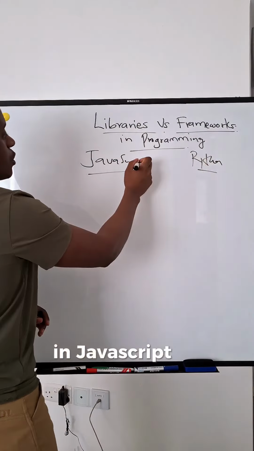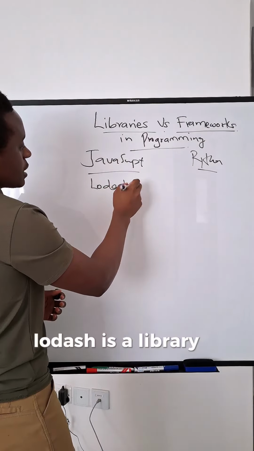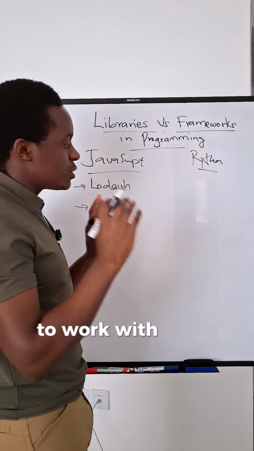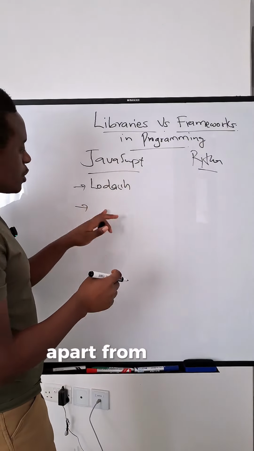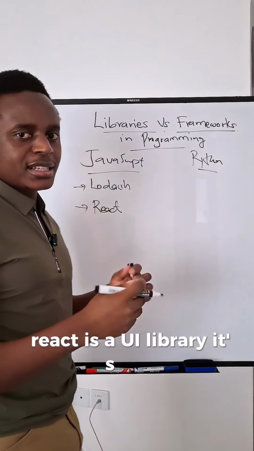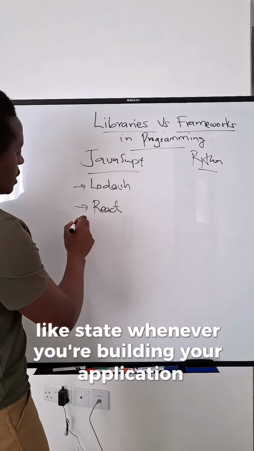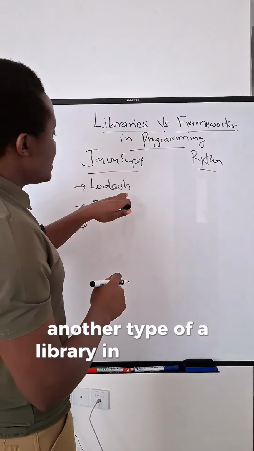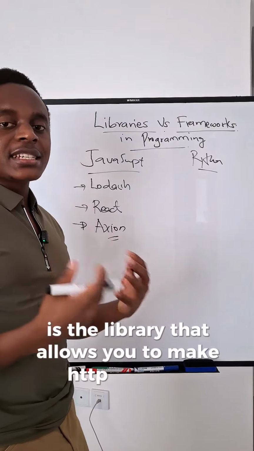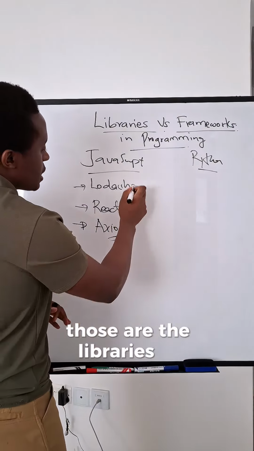In JavaScript, the kind of libraries that we have are things like Lodash. Lodash is a library in JavaScript, and it is the one that allows us to work with utility functions. Apart from Lodash, we also have other libraries like React. React is a UI library that allows you to orchestrate things like state whenever you're building your application. Another library in JavaScript is Axios. Axios is the library that allows you to make HTTP requests whenever you're working with APIs and stuff like that. Those are the libraries in JavaScript.